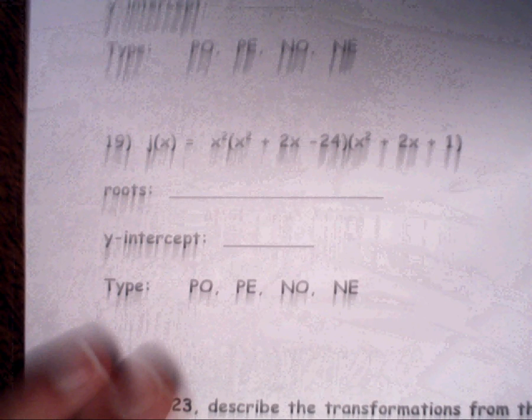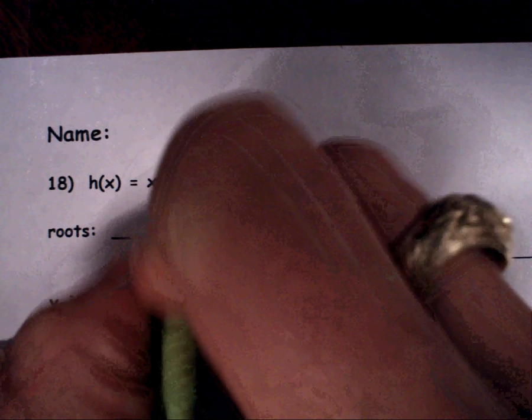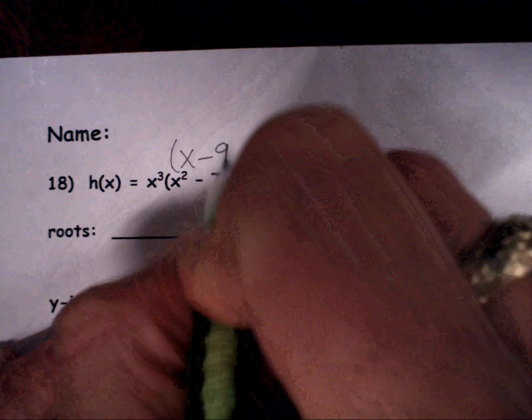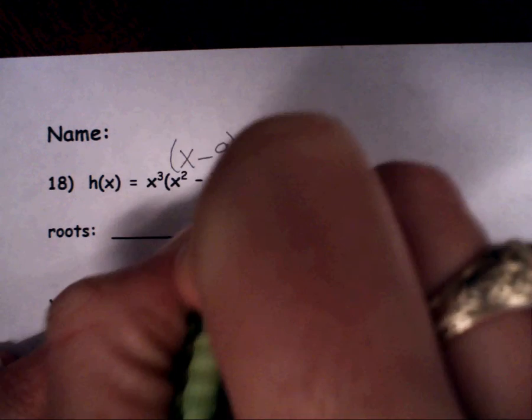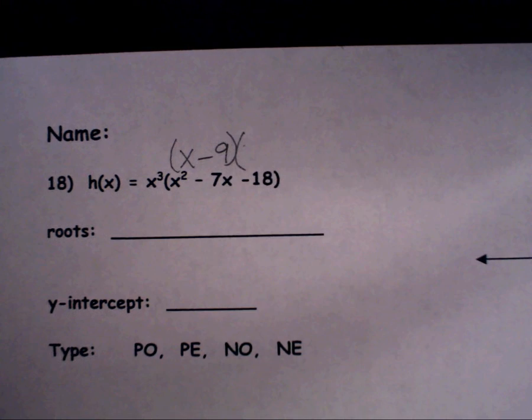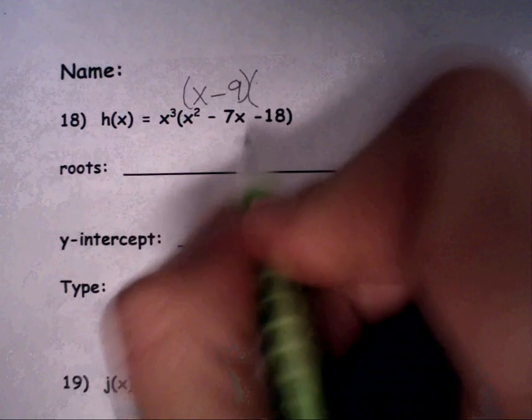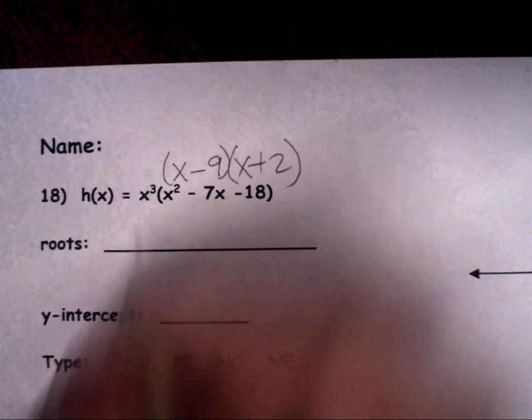Alright, so on the back, I'm going to leave number 19 for you to do. But let's do number 18. So x to the third is already good. I'm going to factor this one, x minus 9. I don't know if that'll work. And x plus 2 does work. I don't know why I had to think so hard about that one. And then this x to the third will just tag along.